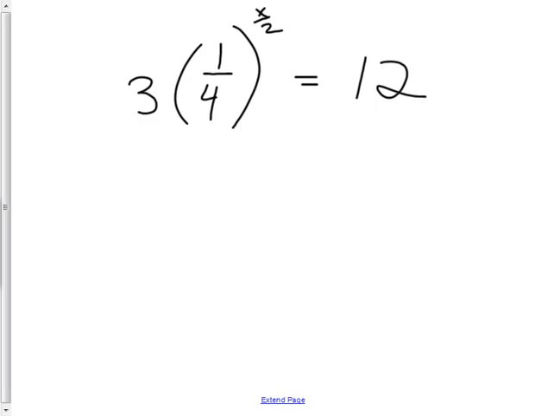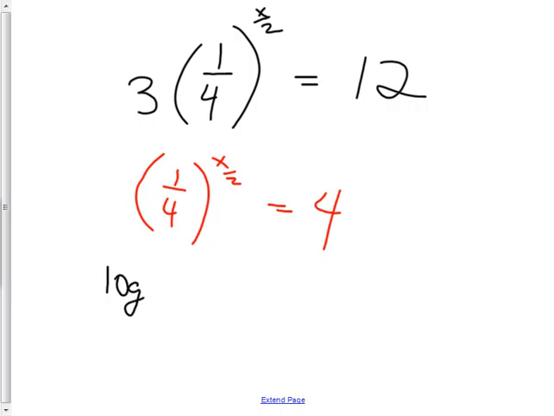All right, so what you got, divided by 3 on both sides. Remember, that's how you start. Now you got this. Rewrite it as a log. Probably didn't even need the calculator if you're good enough at negative exponents, but even if you're not, you can figure it out with a calculator. Log base 1/4 of 4 equals x over 2.